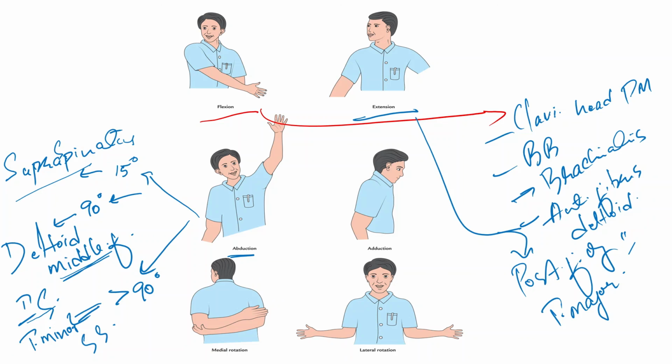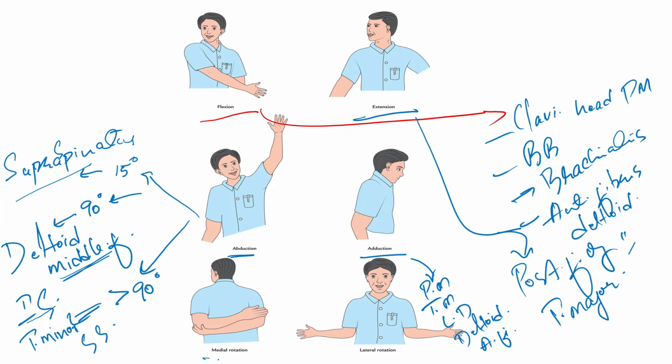The adduction is mainly contributed by the muscles which are attached to the intertubercular sulcus, that is the pectoralis major muscle, the teres major muscle, and also the latissimus dorsi, along with the anterior fibers of the deltoid. So these are the muscles causing the adduction.